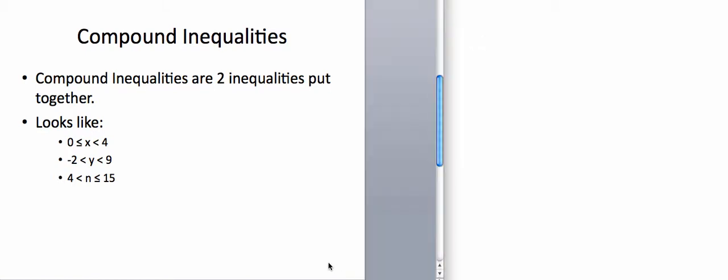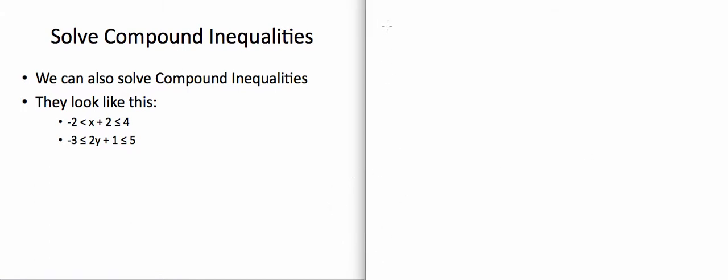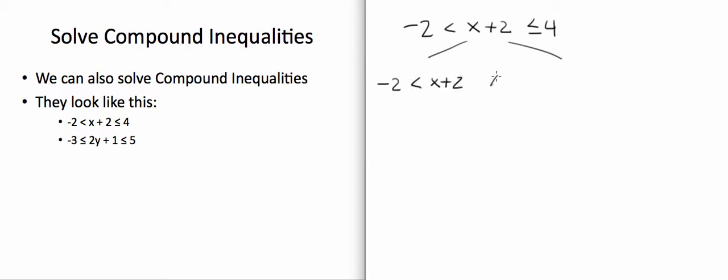Okay, so now what we can also do is we can also solve compound inequalities. So now we're going to get -2 is less than x plus 2, which is less than or equal to 4. And so what we see here is now we have an inequality, but now the x is not by itself. So we're going to break this up into two inequalities again. We have -2 is less than x plus 2, and we have x plus 2 is less than or equal to 4.